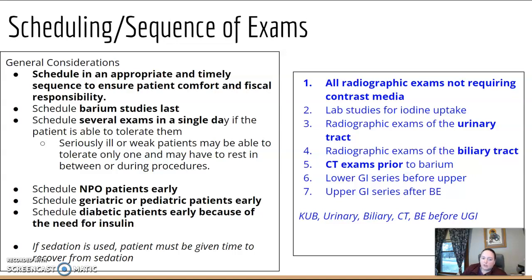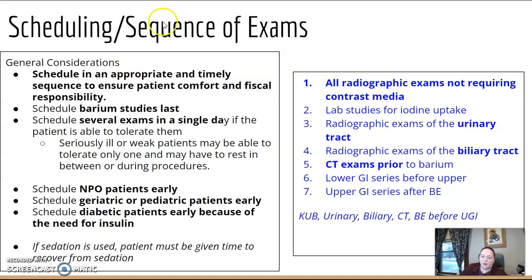Your NPO patients should go early in the morning. Your geriatric and pediatric patients should also go early, and then your diabetic patients, because of their need for insulin, need to be aware of timing. If sedation is used for an exam, the patient must be given enough time to recover from the sedation afterwards.